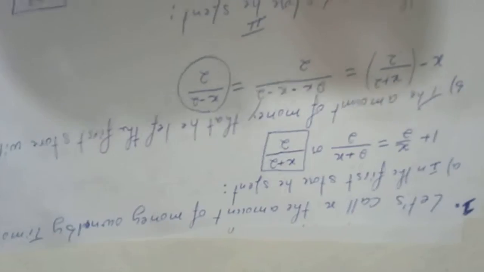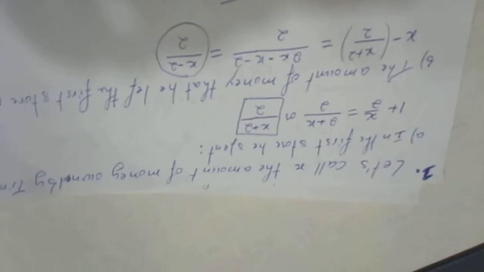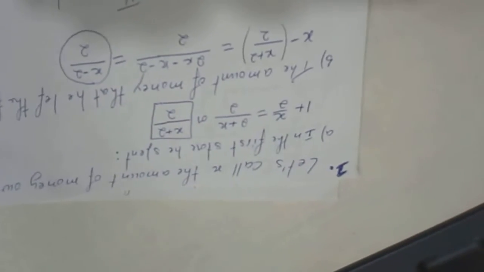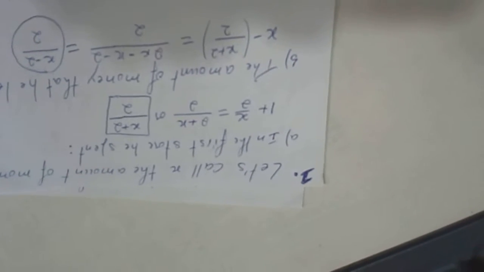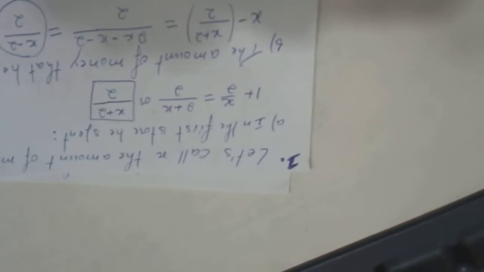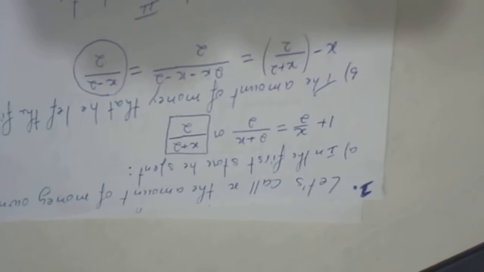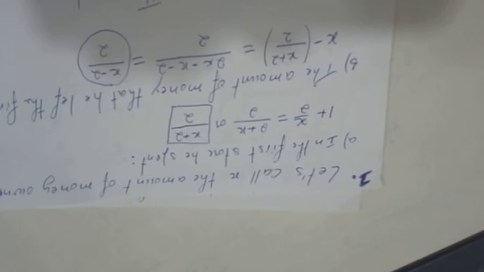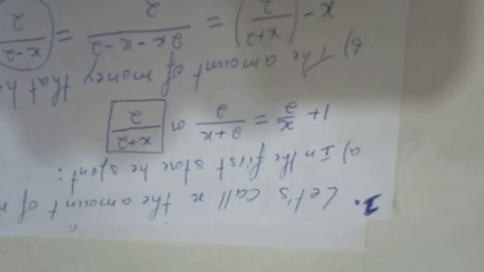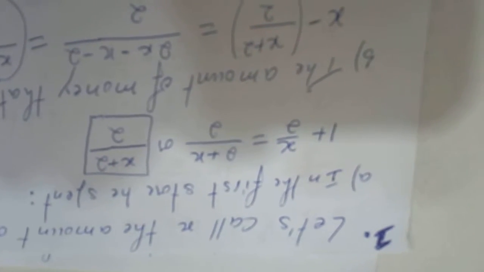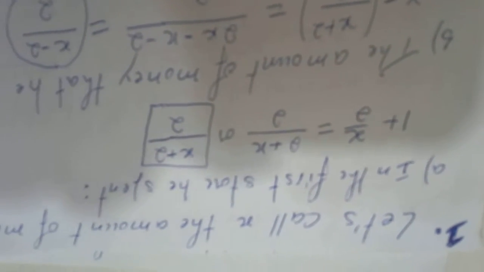Let's call X the amount of money he had in his pocket when he started. When he entered the first store, he spent half of the money that he had in his pocket, plus $1. If we call it X, we say half of X plus 1, or 1 plus half of X. And when we solve the equation, we realize that in the first store he spent (X plus 2) over 2.